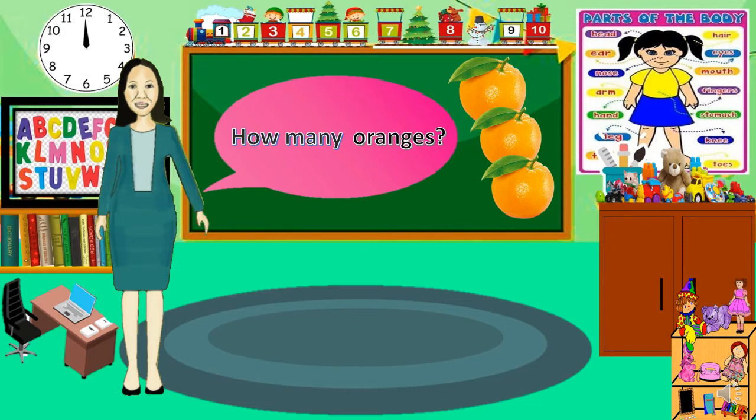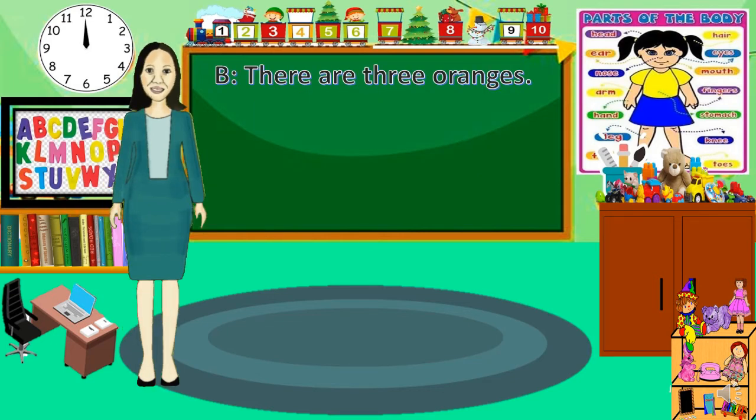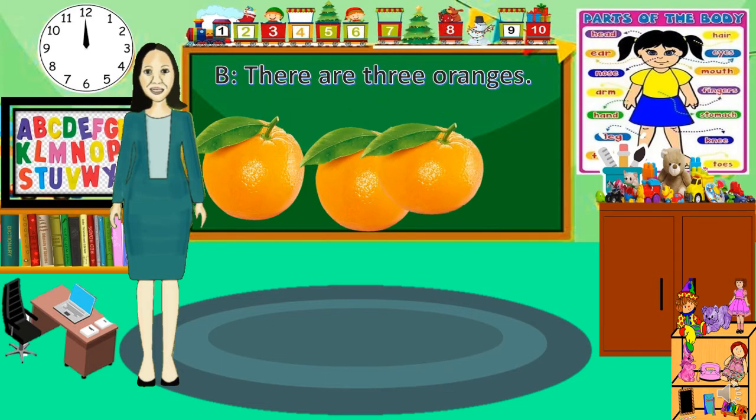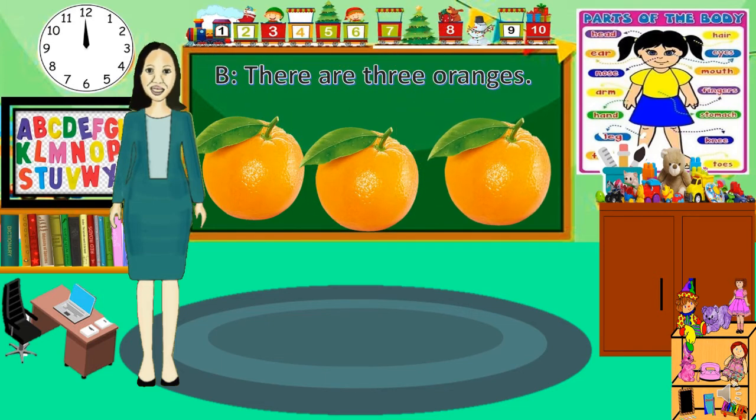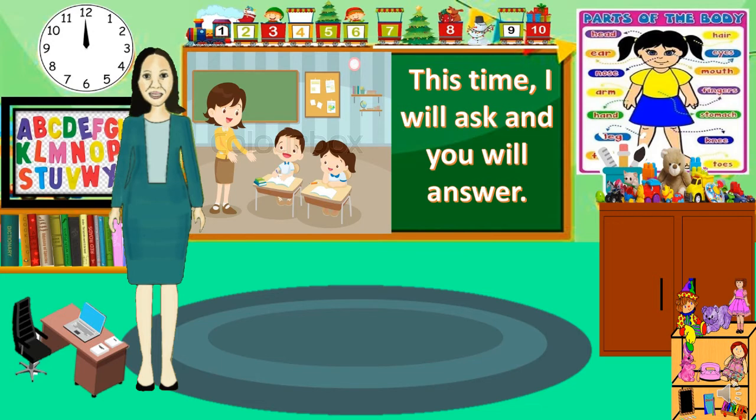If you do this question, you are correct. All right, how many oranges do you see? How many oranges? Can you count? 2, 3. Good job. There are 3 oranges. Very good. Okay, this time, this is our second activity. I will ask and you will answer. Okay? You are going to answer after I ask the question. Ready?